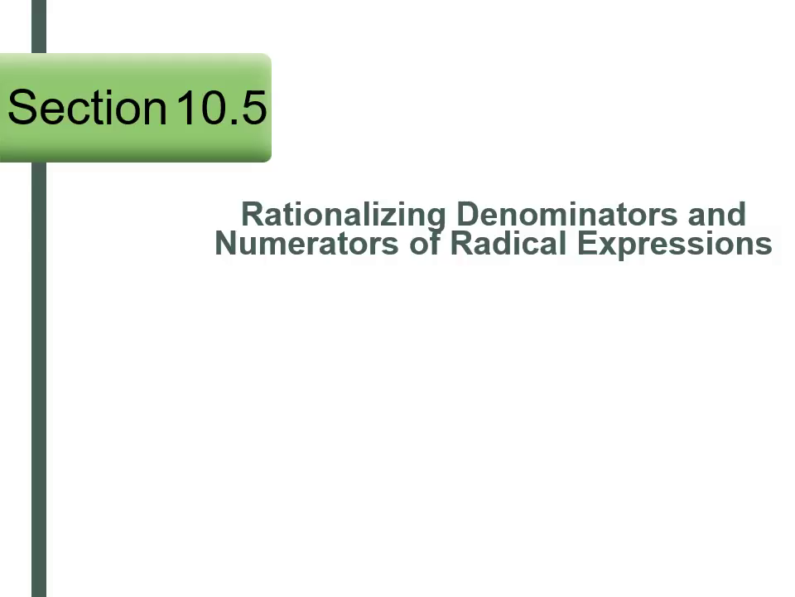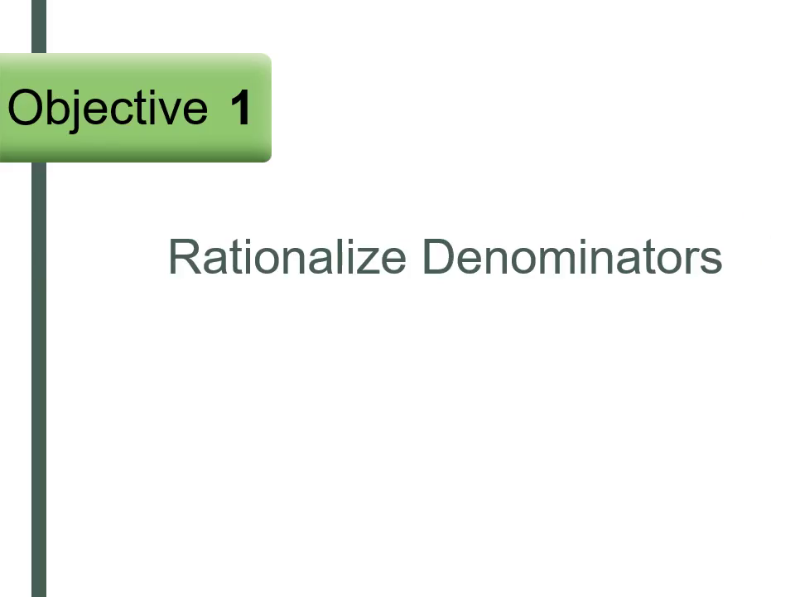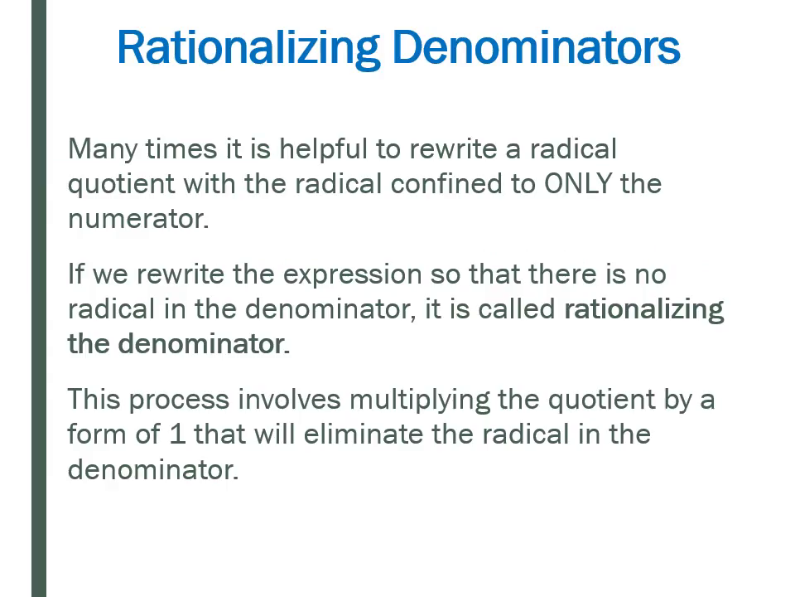All right, so we're starting 10.5, rationalizing denominators and numerators of radical expressions. We're going to first start with rationalizing the denominator. When you're rationalizing the denominator, basically what you're trying to do is get rid of the radical in the denominator. The way we do that is by making a fancy version of 1, using the value of the denominator in some form or fashion.